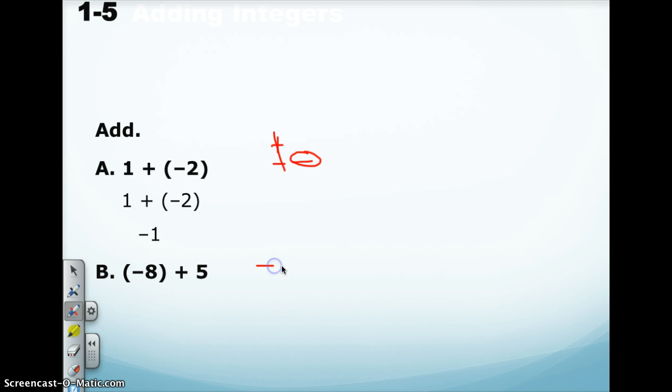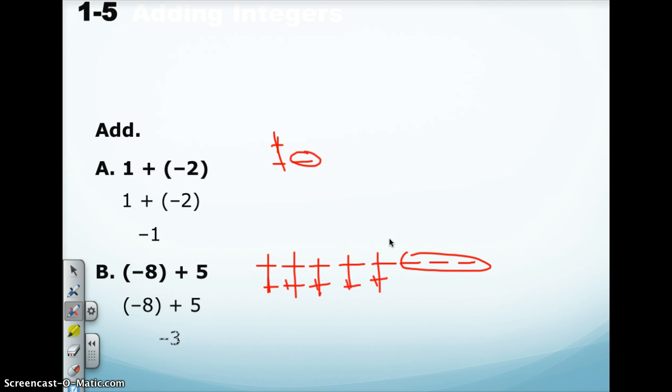Think about negative 8. 1, 2, 3, 4, 5, 6, 7, 8. 5 positives. And cancel. And we don't have a pair for these, so we are left with negative 3.